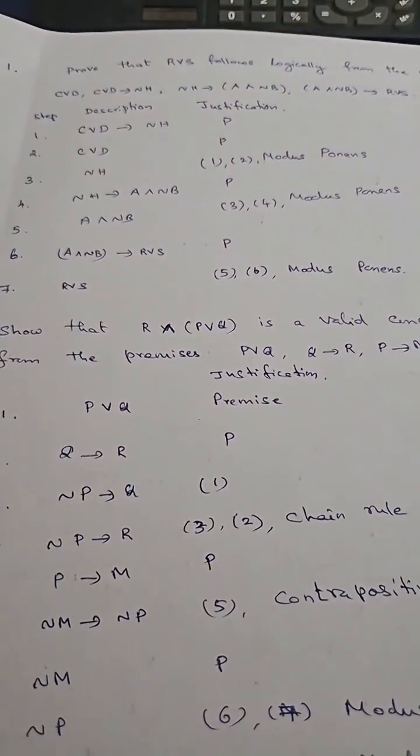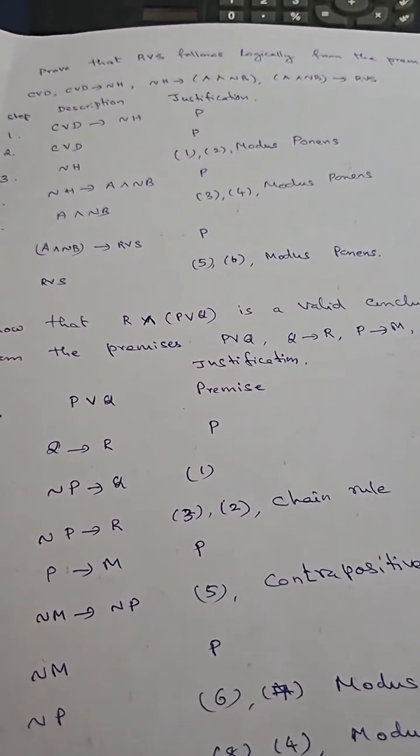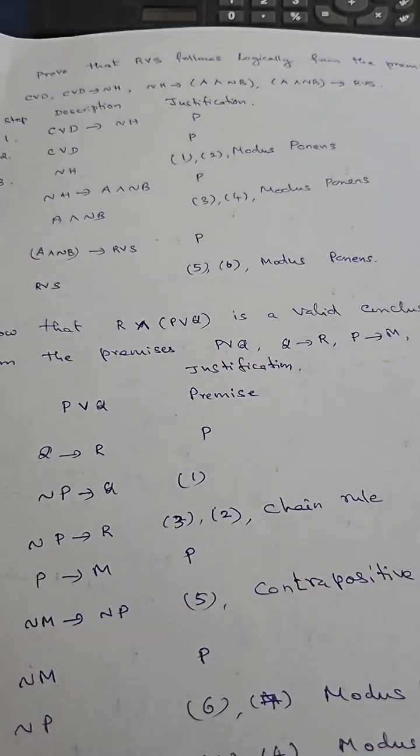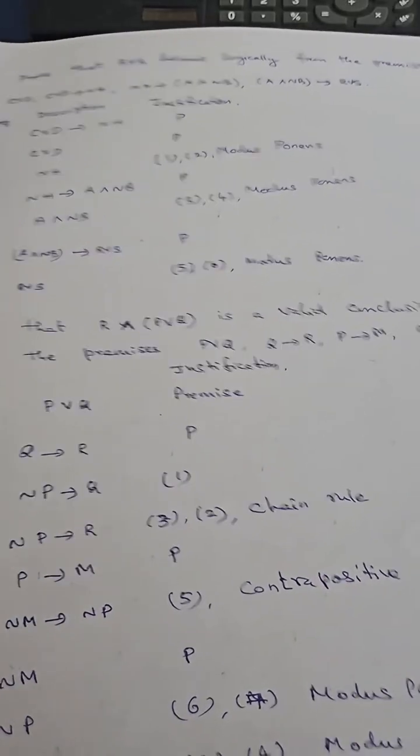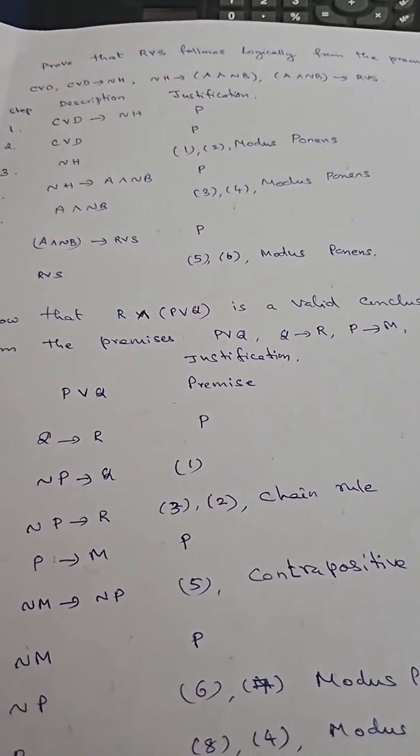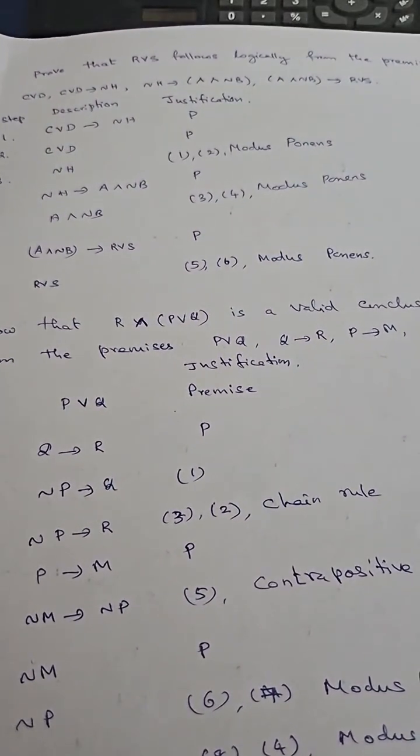Now I am going to prove the theorems. The first theorem says: prove that R or S follows logically from the premises. That is, C or D is a given premise. C or D implies negation H is a premise. Negation H implies A and negation B is a premise. A and negation B implies R or S is a premise. Using all the premises, we are going to prove that R or S is true.